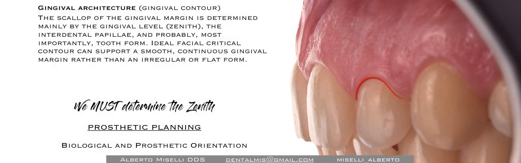On the other hand, when we decide to plan a restoration, we need to know, first of all, where the zenith of the gingiva is going to be. After that, we need to know where the papilla is and how much bone we have in this area. After that, we decide the depth of the implant to create the future biological width. This is the position that the implant is going to be, 3 or 4 millimeters deep from the zenith, because the zenith decides all.